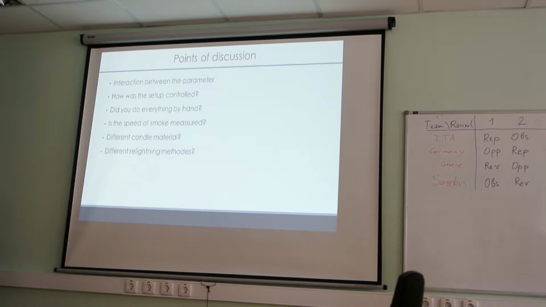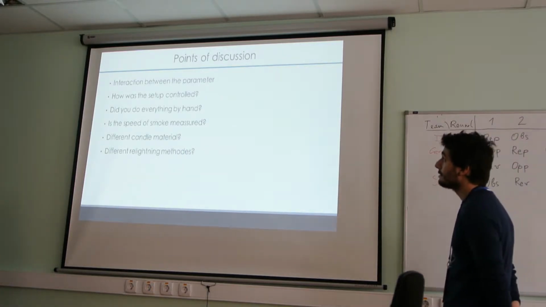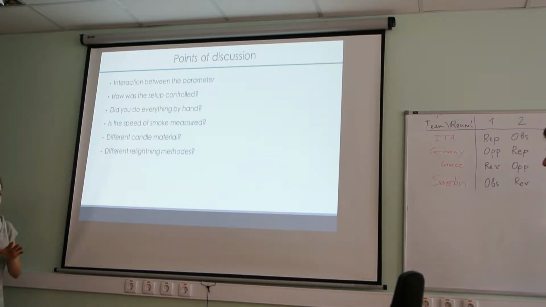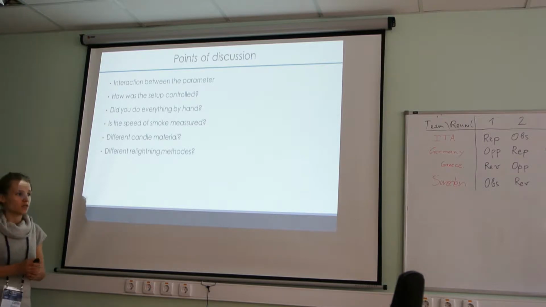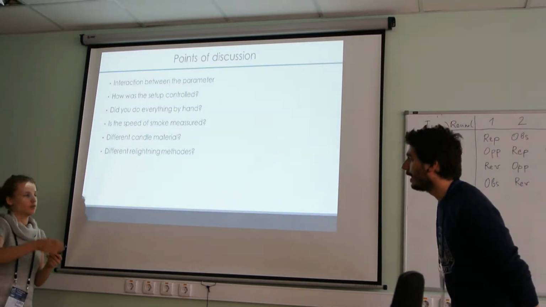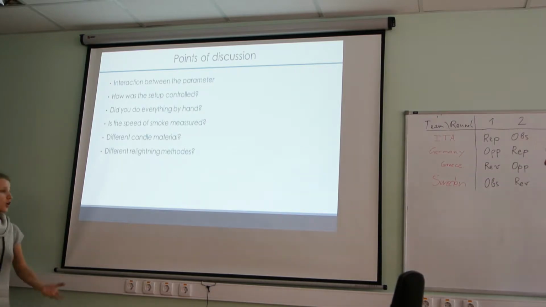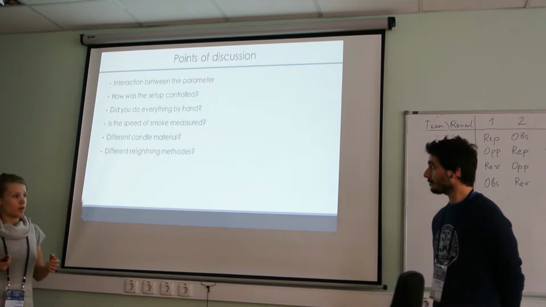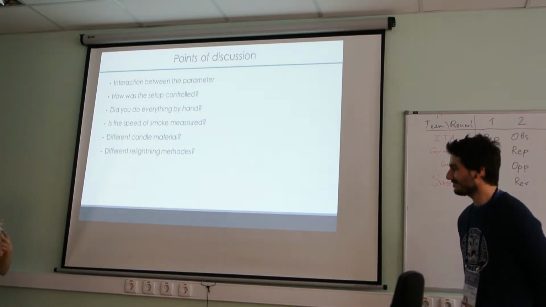So now let's come to the points of discussion. First of all, we want to discuss the interaction between the parameters. So, for example, if you change the different candles, what other parameters are changed with this? So what is the consequence of this? Also, we want to discuss how the setup was controlled. For example, that you held it with your hand. Maybe we can improve this or find something to improve the setup. The question is, did you do everything by hand?